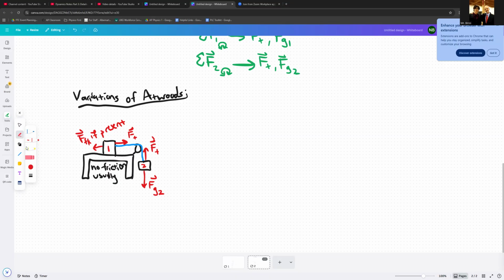Okay, so that's one variation. The other one involves ramps, so I'm very briefly going to mention it for when we see ramps later on, but we haven't done ramp stuff yet, so we're not going to worry too much about that just yet.